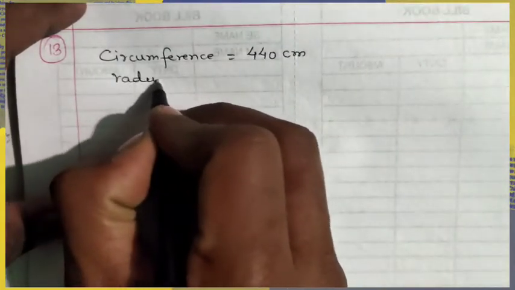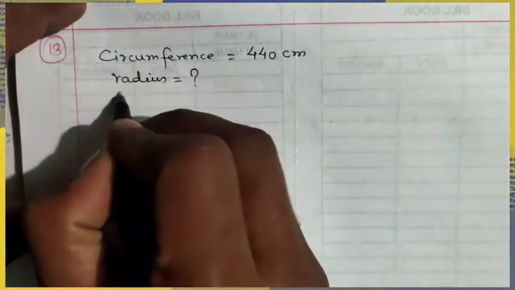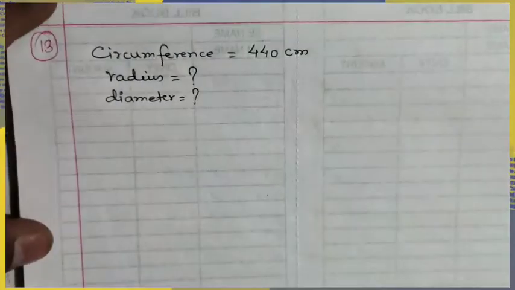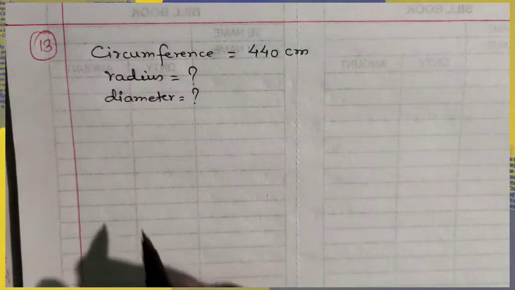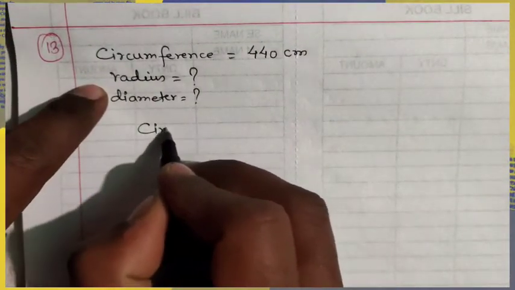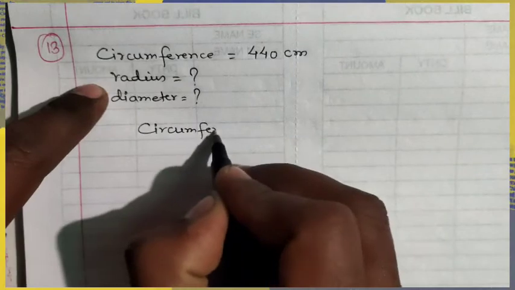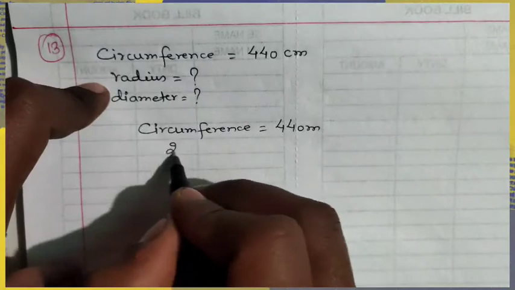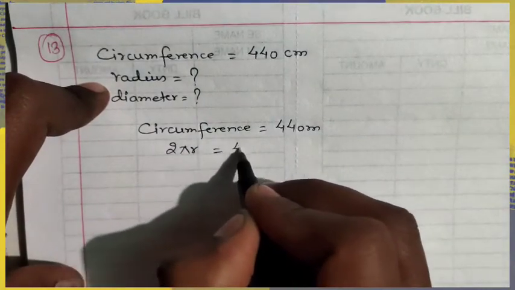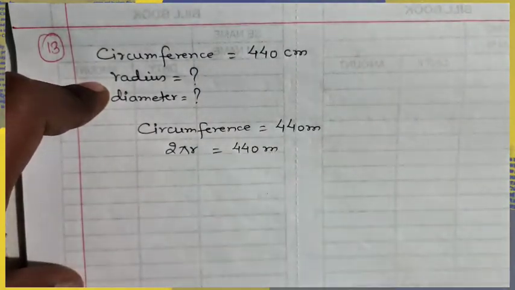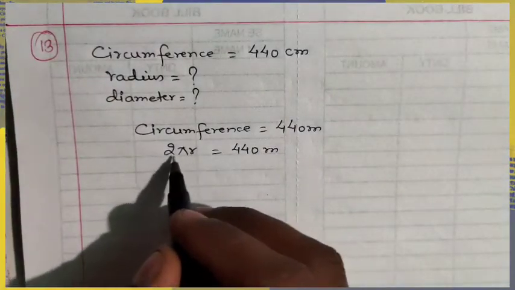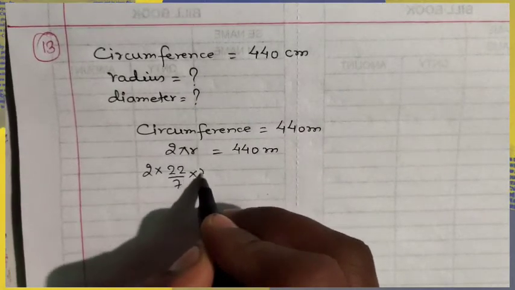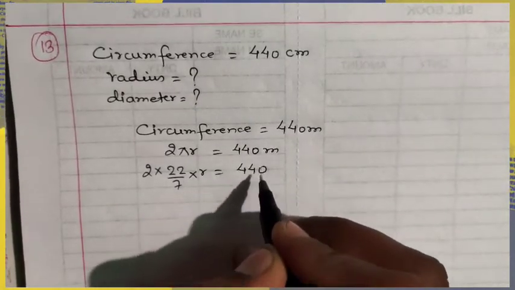We have to calculate the radius and next we have to calculate the diameter. Now we know the formula for the circumference of a circle. Circumference is equal to 440 centimeter. And the formula of circumference of a circle is 2 pi r is equal to 440. We don't know the value of radius, but we know the value of pi. We will put the value of pi, 22 by 7, into radius is equal to 440.